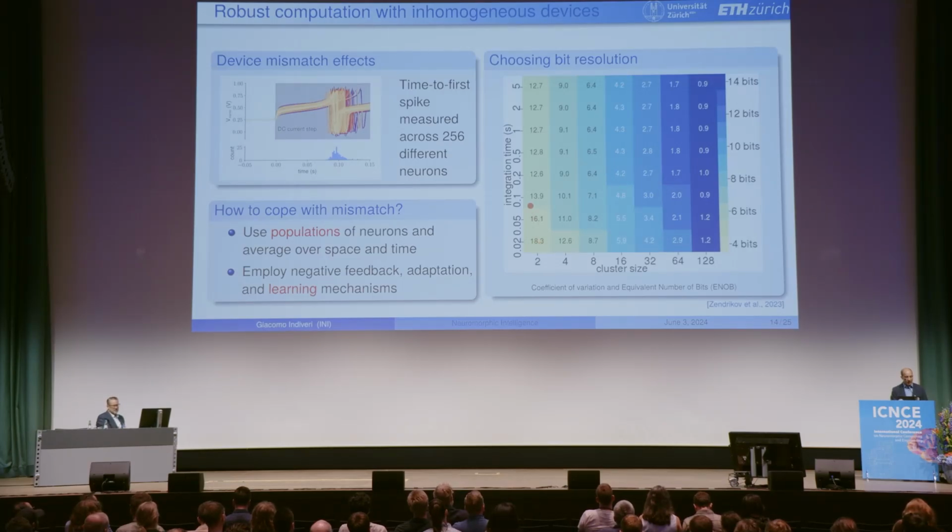You can either integrate over time. So if you accumulate spikes and you integrate over 20 milliseconds, 50, 100 milliseconds, you reduce the sigma. But you can also integrate over space. You can have clusters of more neurons. The coefficient of variation is written here in numbers, and the equivalent number of bits is color-coded. So if we would like to have a neural network with, say, 8-bit accuracy, we would need to use 16 neurons, I believe, with maybe 100 millisecond temporal integration windows.